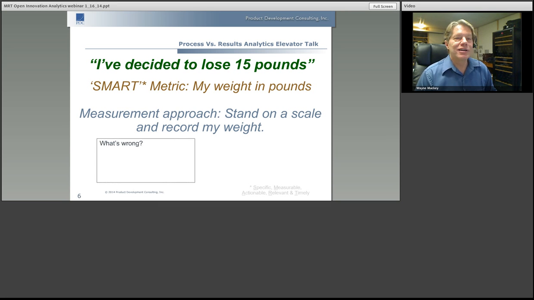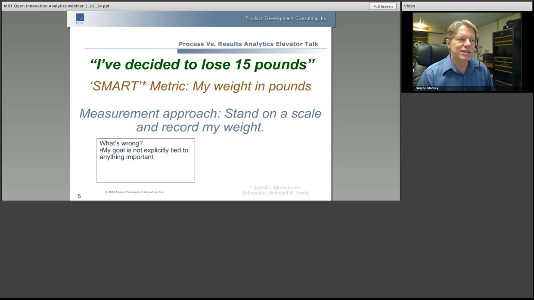Well, we saw in the prior slide that we have to start with the goal. Now, what's my goal in losing 15 pounds? It's not aligned to anything. There are a lot of reasons to lose weight or go on a diet. I can do that to be healthier. I can do that to look better. I can do that just because I want to change the way I eat.